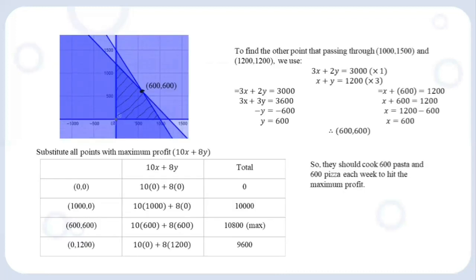This is the graph. As we can see, we need to find the other point that passes through the lines. To find that, we should use elimination and substitution. And the point is 600 and 600. Last, substitute all points into the profit function, and we get 600 pasta and 600 pizzas should be cooked for the maximum profit.